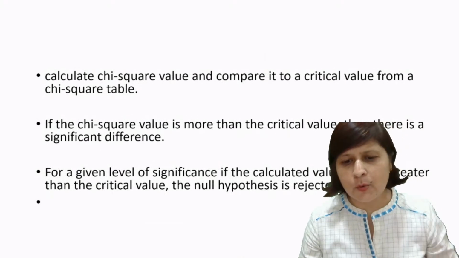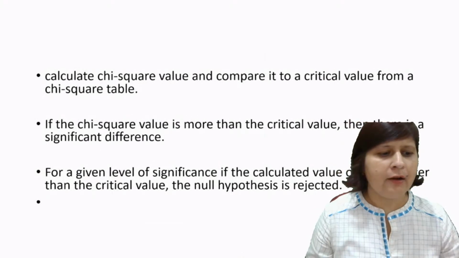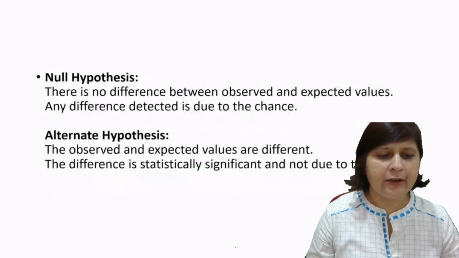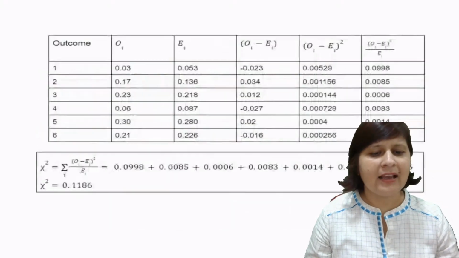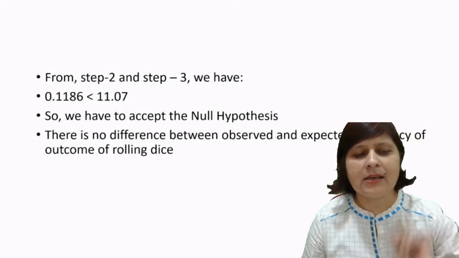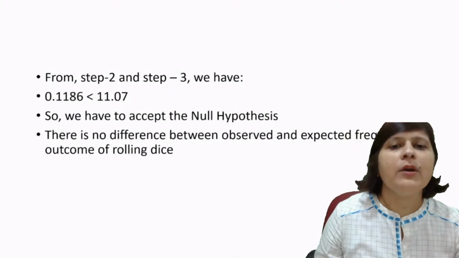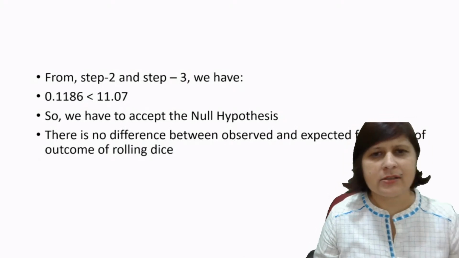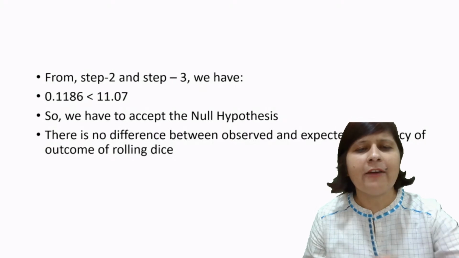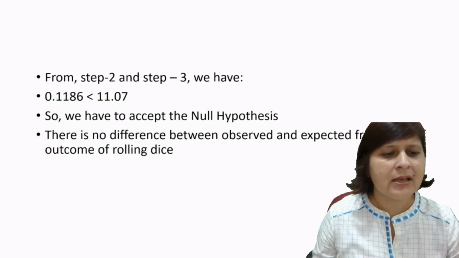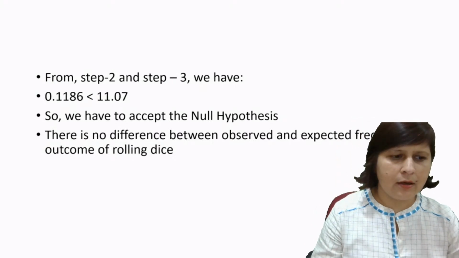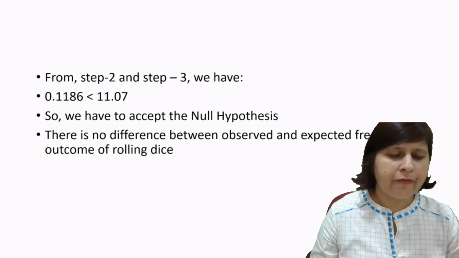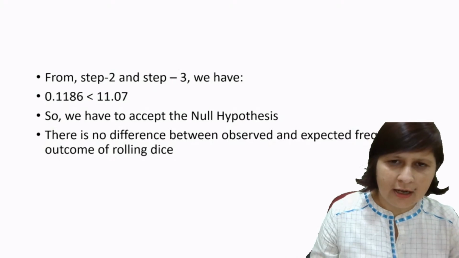If the chi-square value is more than the critical value, then there is a significant difference, right? And here, the chi-square value is less than the critical value, so there is no significant difference. If it would be more than 11.07, say if it is 12.11, then there is a significant difference, and we would have rejected the null hypothesis.